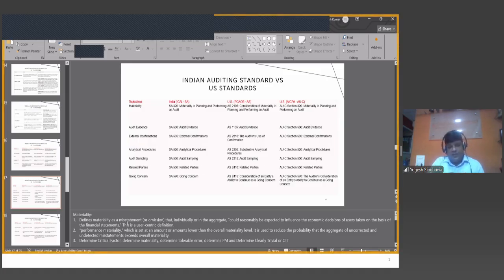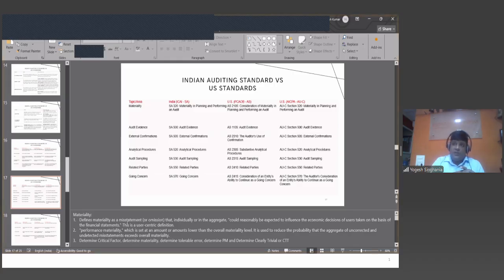Analytical procedures, three levels. One is preliminary analytics, then substantive analytics, and third is concluding analytics. Preliminary analytics are risk assessment procedures. Substantive analytics are like audit procedures, and concluding analytics are again substantive procedures.